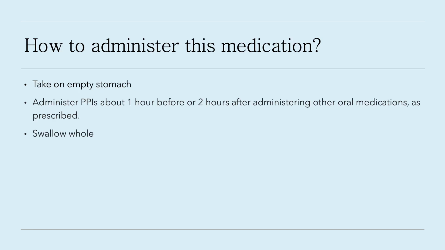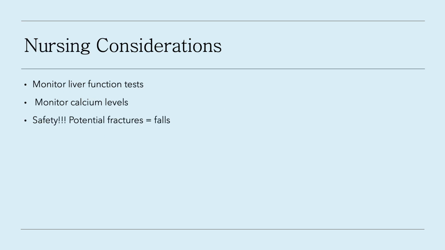How to administer this medication? You want to take it on an empty stomach. It's normally given early in the morning, even before breakfast. So you want to administer PPIs about 1 hour before or 2 hours after administering other oral medications as prescribed. You want to make sure that they swallow this medication whole.